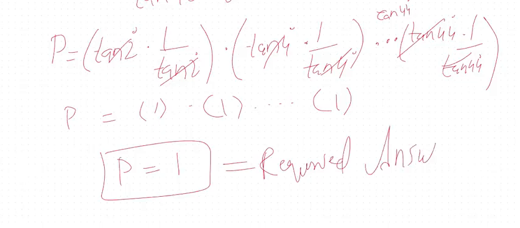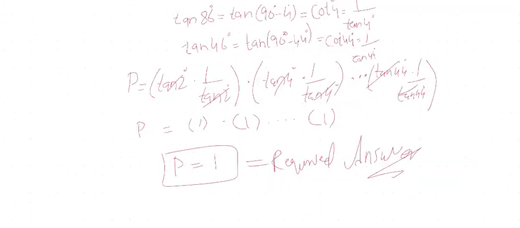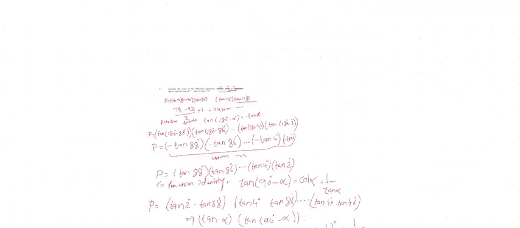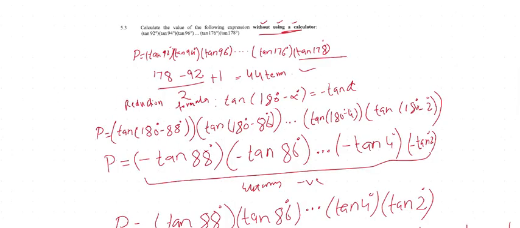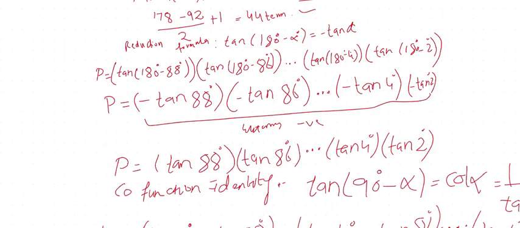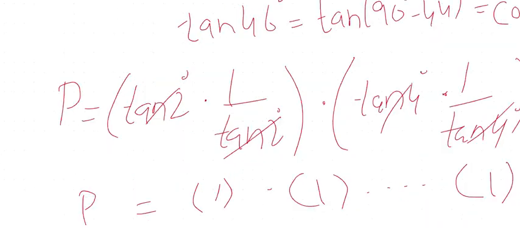Okay? So I'm just giving a little bit of overview. We have to find out the values of these serious type questions in trigonometry without using a calculator, and we have to find out the answer. Okay, this is the required answer. Our answer is 1.